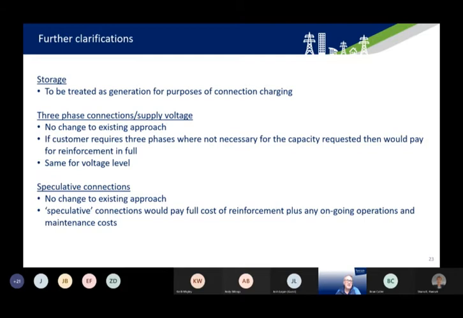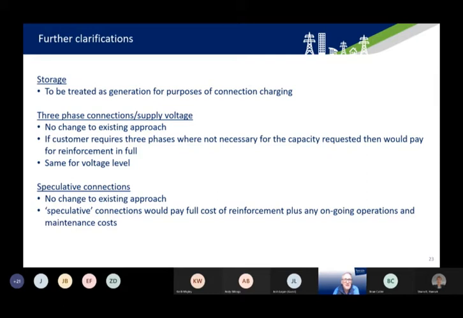And then I think the last few of these for connections, they've confirmed their intention is to treat storage as generation for the purpose of connection charging. In the original consultation, they suggested treating it as generation if it was exporting, and as demand if it was importing. But they're proposing to standardise that and always treat it as generation.